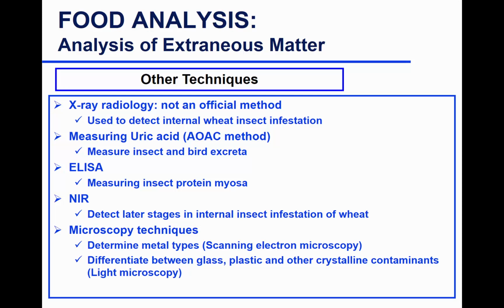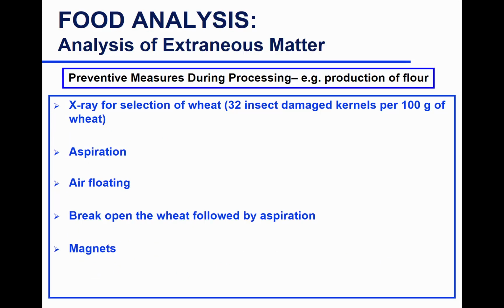Microscopy is often used to look at different metal types. If you have metal or glass contamination, you can look at different metal types using SEM, or you can use light microscopy to differentiate glass from plastic from other crystalline contaminants. And here's the X-ray. So, preventative measures: to prevent the presence of a high amount of filth in your final product, if you have, let's say, wheat, you can scan by X-ray to determine how many kernels are infested per 100 grams of wheat.